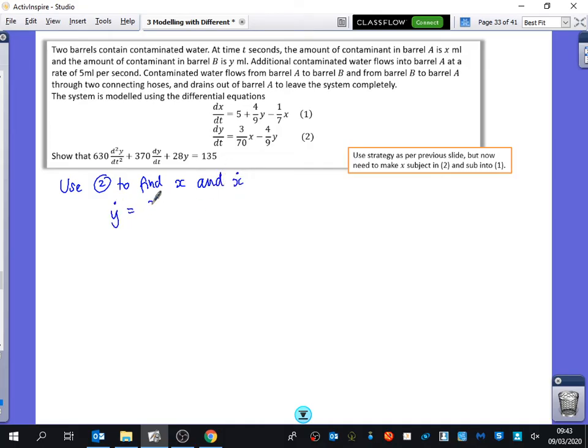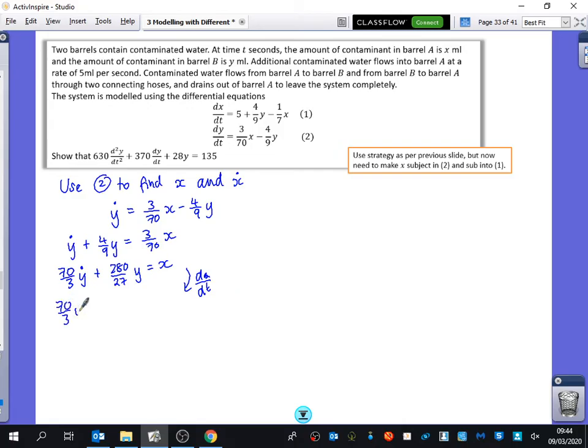So equation 2 is y dot equals 3 over 70 x minus 4 over 9 y. So we get y dot plus 4 over 9 y equals 3 over 70 x. So you get 70 over 3 y dot plus 280 over 27, does that simplify? Plus 280 over 27 y equals x. Then I'm going to differentiate it with respect to time. So you just get 70 over 3 y double dot plus 280 over 27 y dot equals x dot.